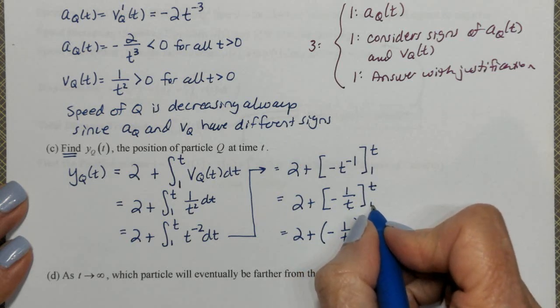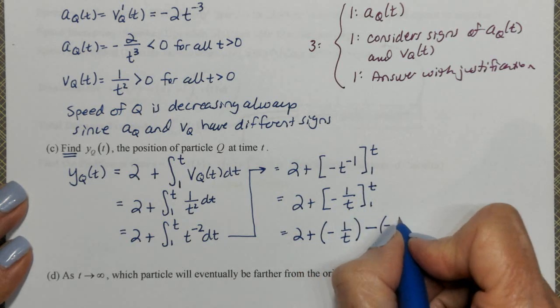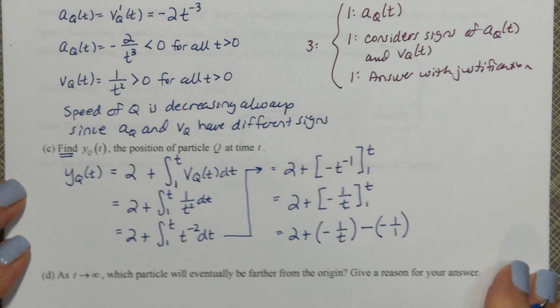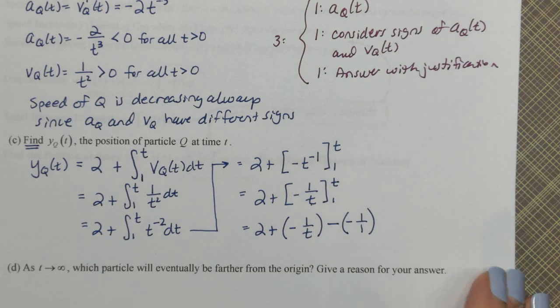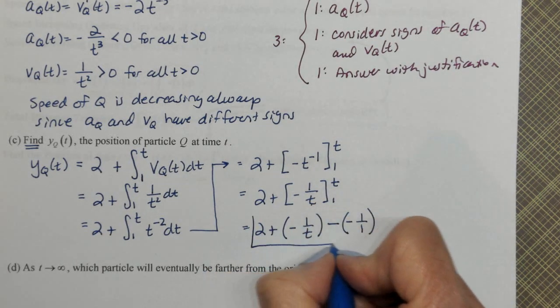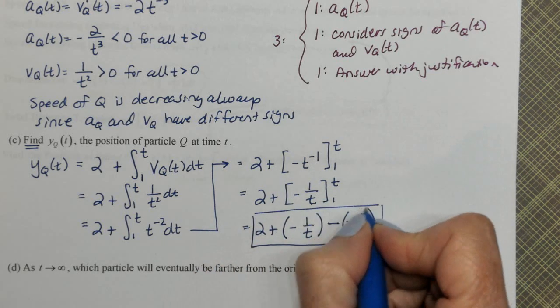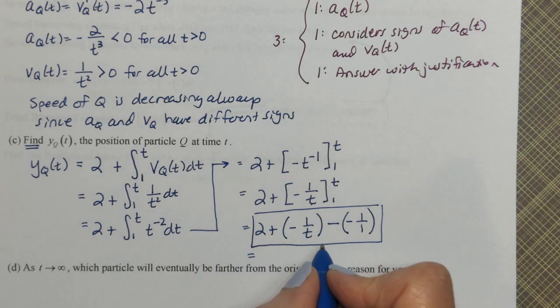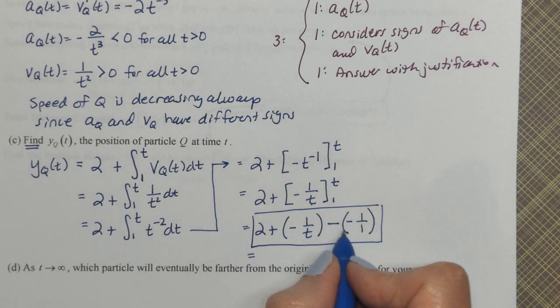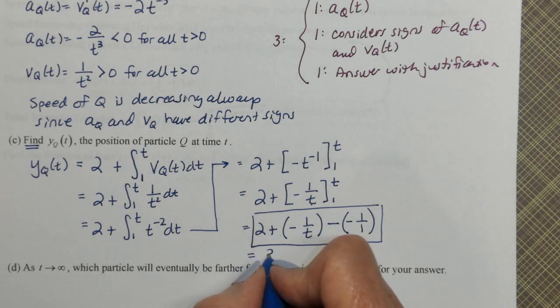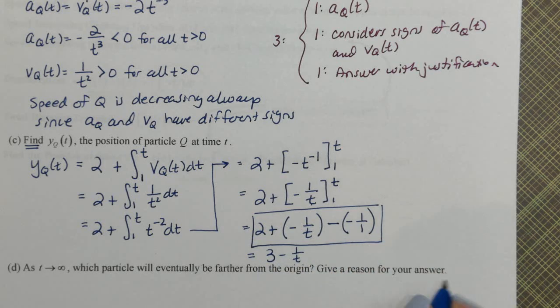Minus, now I put 1 in for t. Make sure you keep your signs right. So this would be the first safe stopping spot. If you choose to reduce or simplify, you can, but be careful. So this would be a positive 1, so we'd have 3 minus 1 over t. No need to simplify though.